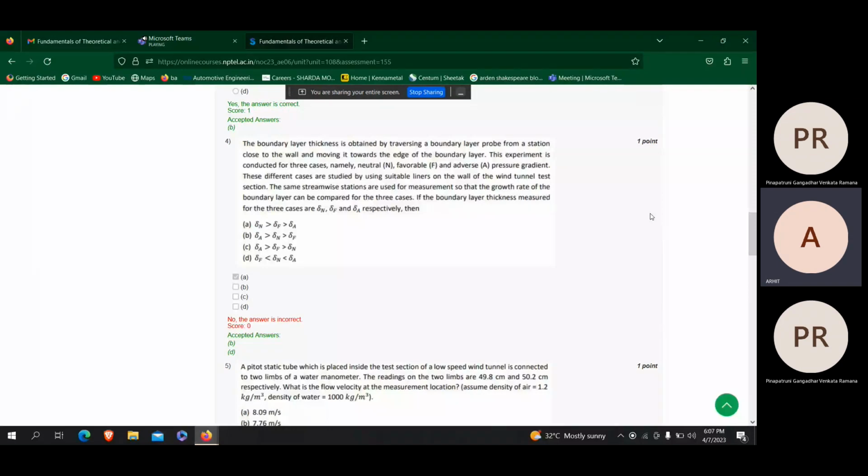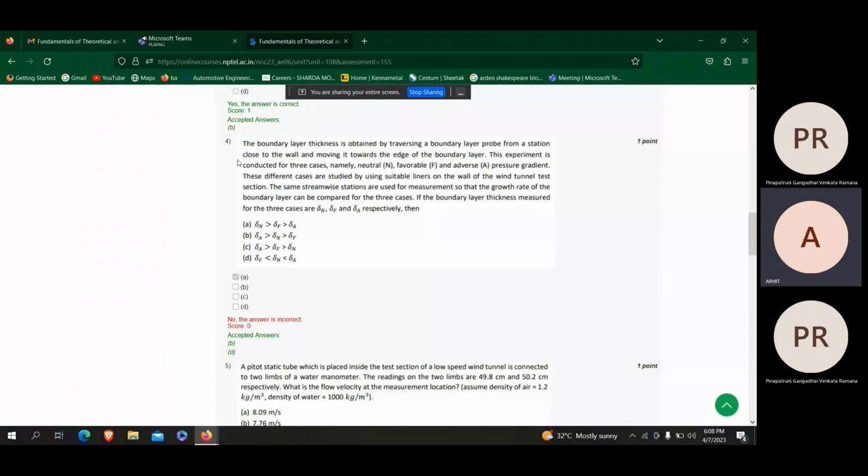Sir, adverse pressure gradient is where the flow is separating. No, sir. In adverse pressure gradient, the flow is already separated, and at neutral, the flow is just on the verge of separation. Okay. And favorable is negative of dou v by dou y, right? Favorable means the pressure gradient is negative. These three are not negative.